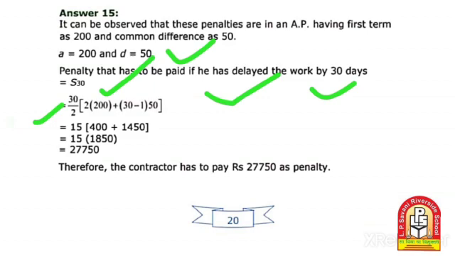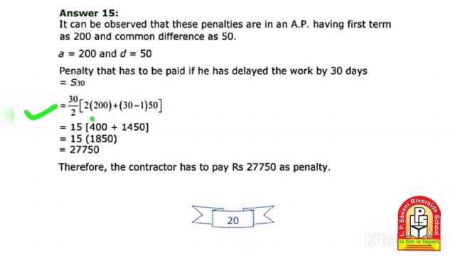We just put the values in the formula of S. So S30 is equal to 30 by 2 into 2 times 200 plus 30 minus 1 into the bracket, that is 50. So 15 into the bracket 400 plus 1450, which gives us 15 into 1850.